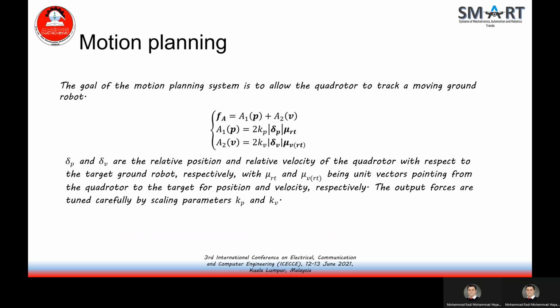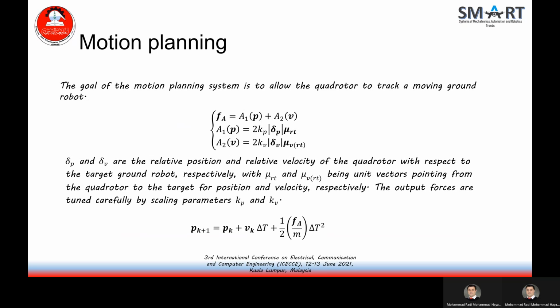The attractive force model is provided by the relative position and velocity vectors between the quadrotor and the ground robot. Here the value A1 is the first force component that pushes the quadrotor to the target and reduces the distance between them. A2 is the second component that keeps the quadrotor moving at the same velocity as the target. This model is a function of delta P and delta V, which are the relative position and relative velocity of the quadrotor with respect to the target ground robot, respectively.